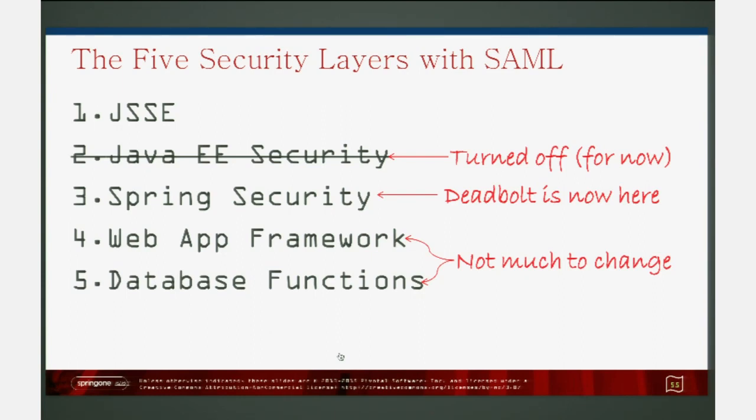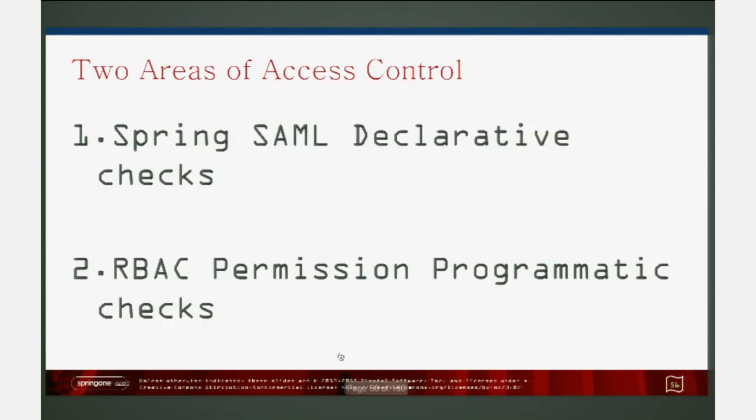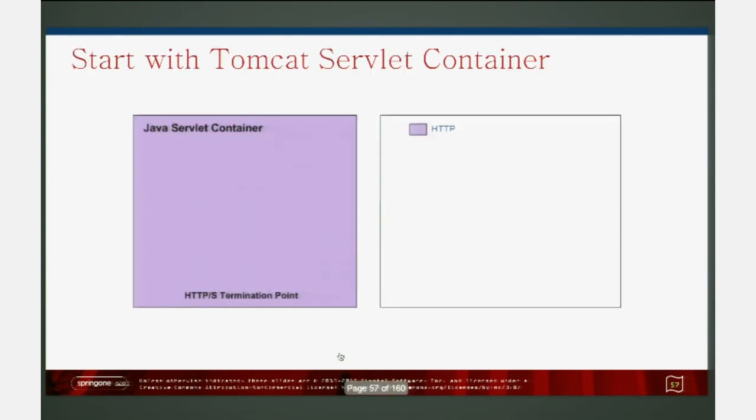What has that done to our 5 security layers? Well, we've lost one. So we don't have Java EE security anymore. We're going to cross that out. We've moved the deadbolt 1 layer down into Spring security. The other 2 layers remain the same. So the areas of access control have not changed from the first demo that I gave you. We were still using Tomcat.